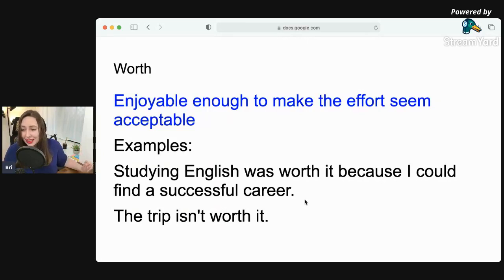Okay, very good. Okay, and the last example, the trip isn't worth it. So things can not be worth it also. The trip isn't worth it. So maybe the trip, if the trip is somewhere far away, but it's not enjoyable enough to make the effort seem acceptable, then we could say the trip isn't worth it. So maybe it costs a lot, it's far away, but it's not that enjoyable. It's not that entertaining. So we could say the trip isn't worth it.